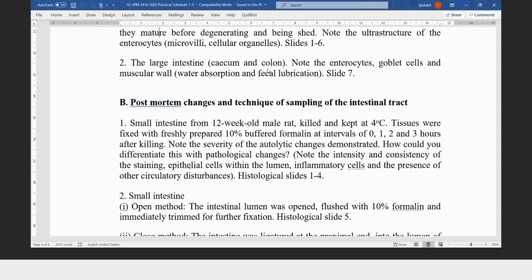Can you follow me, class? Yes, Prof. Yes, can you follow me? Yeah, that information is given to you in the necropsy notes.